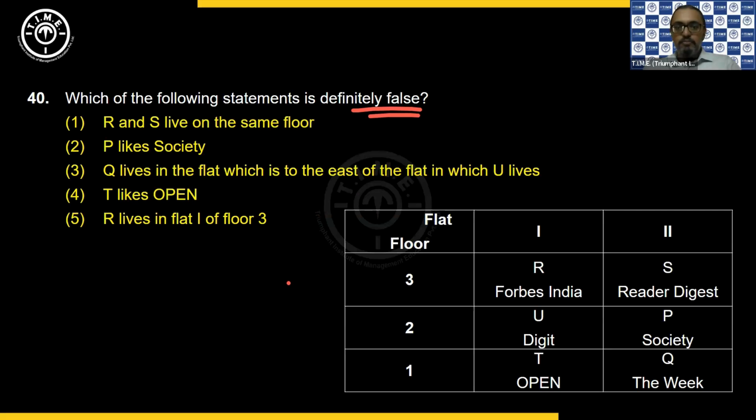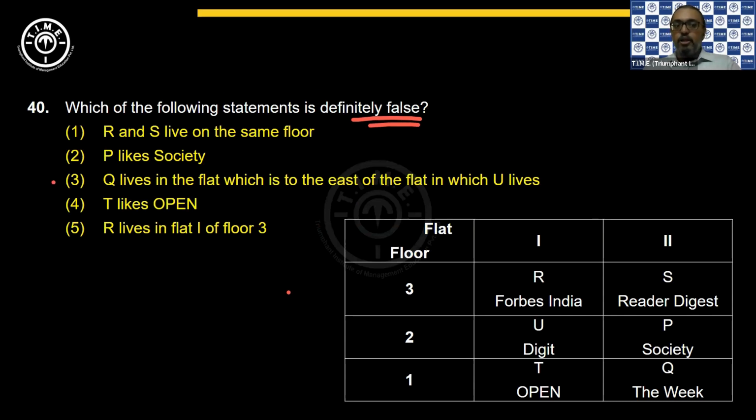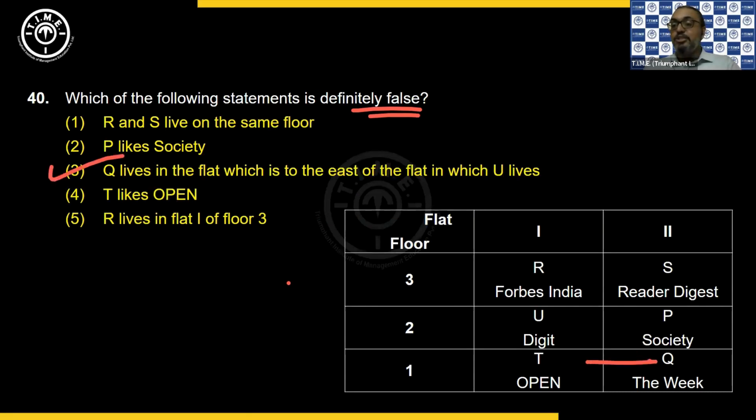Third option: Q lives in a flat which is east of the flat in which U lives. Correct. Option 3 is definitely false because Q lives in a flat which is east of the flat in which T lives, not U. So the third is definitely false. So these are the questions you have for this set, and the time is also up.